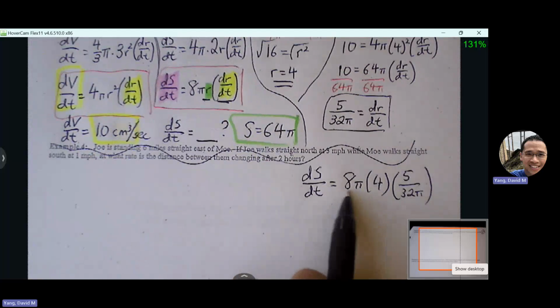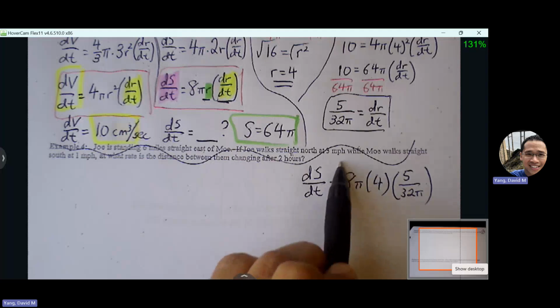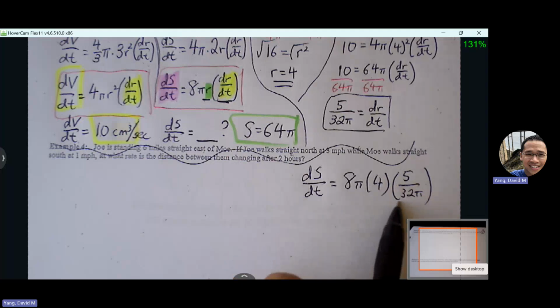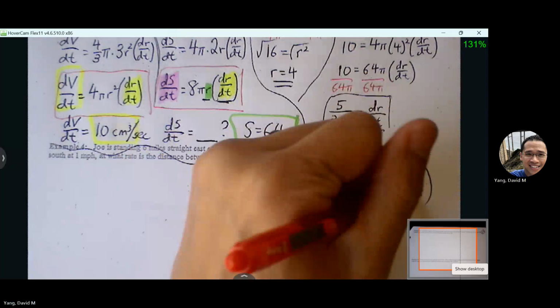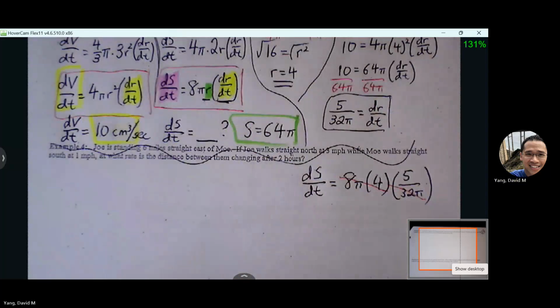All right, 8 times 4 is what? 32 times pi is 32 pi. I have 32 pi in the numerator. I have 32 pi in the denominator. What can I do? Cancel them out. And I'm just left with 5.